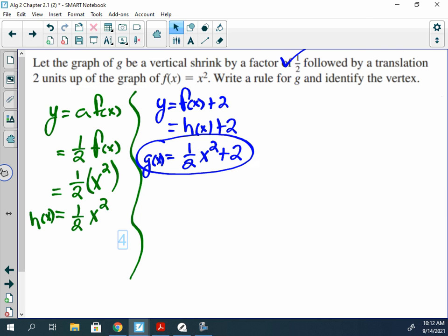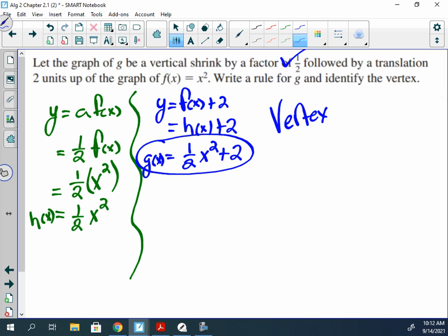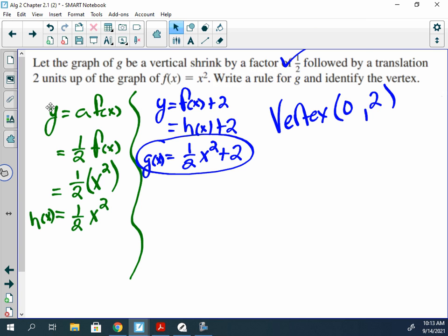Well, hold up. What did we do with the vertex, 0 and 2? Did we move this function to the left or to the right? No. The starting function is just x squared. Its vertex is 0, 0. We just moved it up 2. So the vertex just went up 2 from 0, 0 to give us 0, 2. It just gives us the bottom of the function.